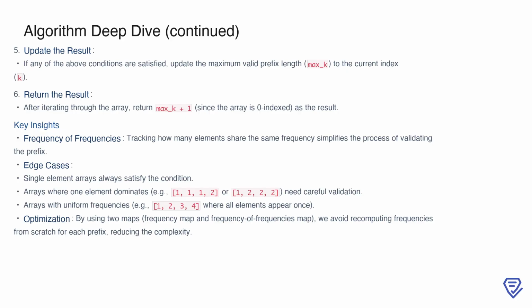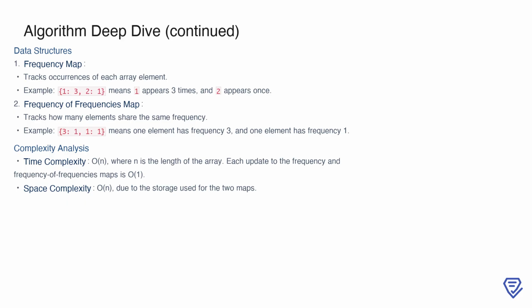A few key insights can help us optimize this process. First, tracking the frequency of frequencies allows us to validate each prefix efficiently without recomputing frequencies from scratch. Second, edge cases such as single-element arrays or arrays dominated by one particular element require special attention. For example, arrays like [1, 1, 1, 2] and [1, 2, 2, 2] must be carefully validated to ensure correctness. Finally, arrays with uniform frequencies, such as [1, 2, 3, 4], where all elements appear once, illustrate the importance of handling all possible distributions.